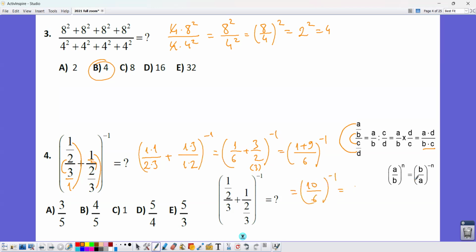Now we have a negative power. We need to remember this property. When you have a negative power, if you want to make it positive in fractions, you can change the places of the numerator and denominator, and then the power becomes positive. So this will become 6 over 10 to the power of 1. Anything to the power of 1 is itself, so this is directly 6 over 10. You can simplify by 2 because we don't have 6 over 10 in the answers. So it will be 3 over 5, which is A.